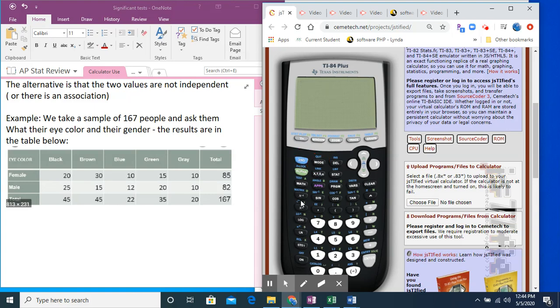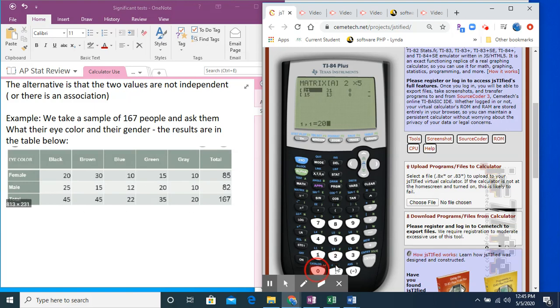So second function quit, and we're going to go to second matrix, edit, and we'll just leave the easiest one, A. Now we have 2 rows and we have 5 columns. So 2, 5. And if you don't know what to put in there, try one or the other, and the table here should look like the table here. Do not include the totals. The totals do not get put in this.